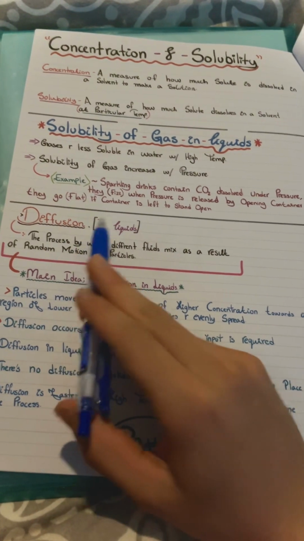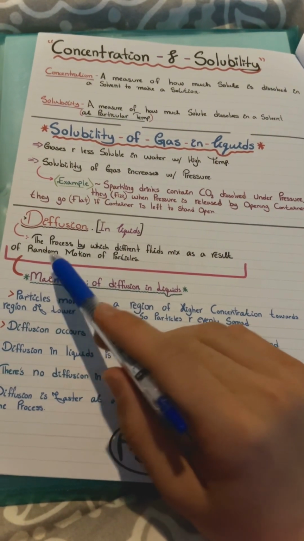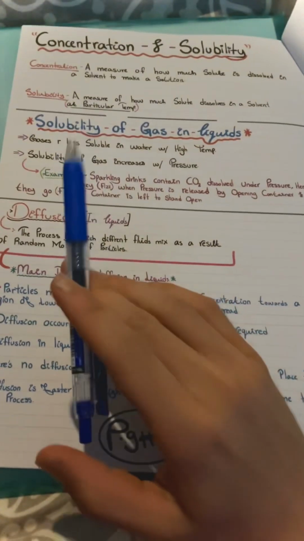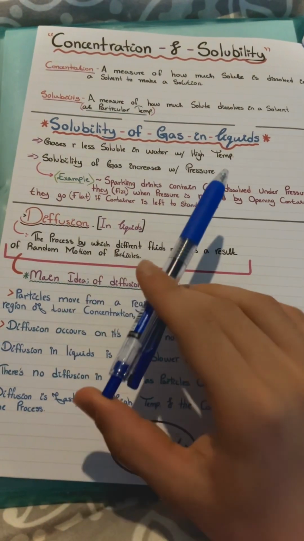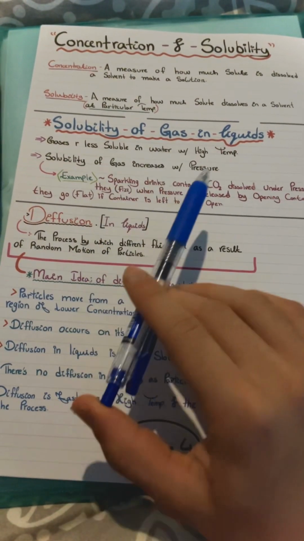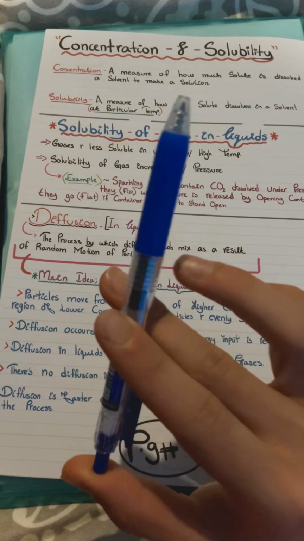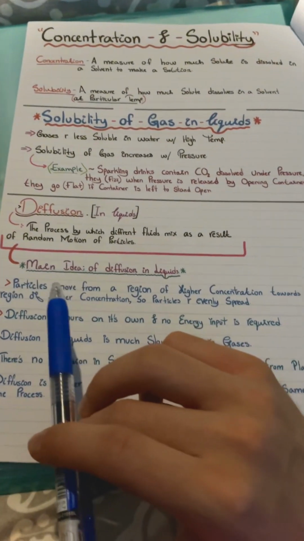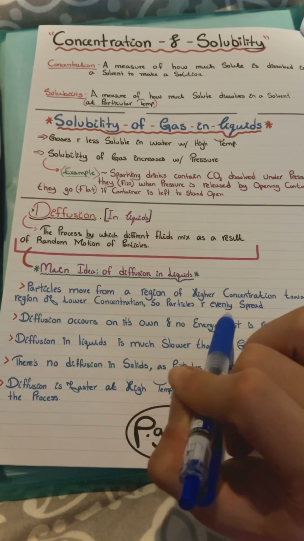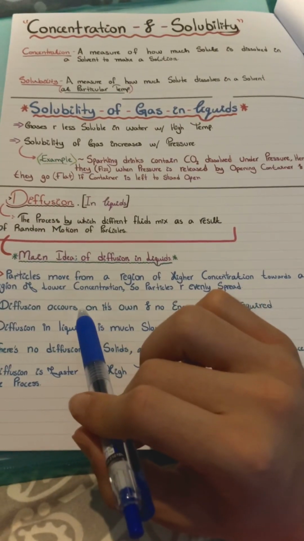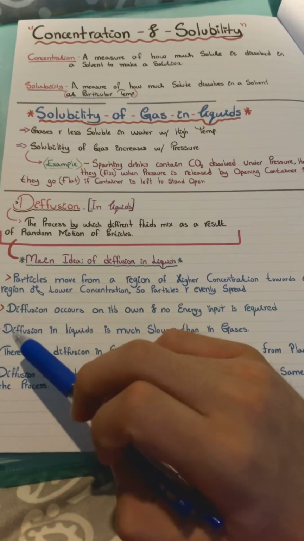Diffusion. Diffusion in liquids is the process by which different fluids mix as a result of random motion of particles. In simple terms, diffusion is the movement of particles from a high concentration to a low concentration, moving down the concentration gradient without using energy. Instead, they use Brownian motion. The main idea of diffusion in liquids is that particles move from a region of high concentration to low concentration until particles are evenly spaced. Diffusion occurs on its own. There's no energy input required. It occurs using Brownian motion of particles.